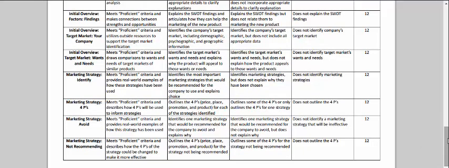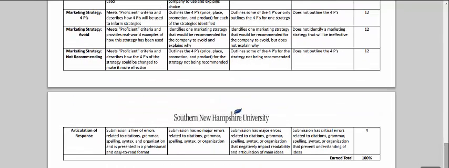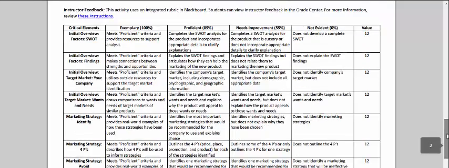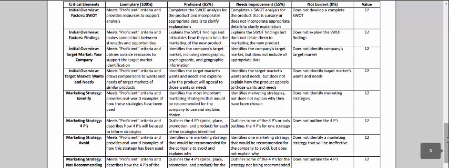So the identification of strategies, how you're using the 4 Ps, the strategies to avoid, and then the strategies that you're not recommending as per the 4 Ps. Finally is your articulation of response, which you're going to see on just about every rubric here at SNHU. So that's this document in a nutshell. I would encourage you to take a look at it. This rubric, certainly, is exactly how your paper will be graded. This is what I will be looking for in terms of how I'm going to be scoring your paper. So please take a look at this and let me know if you have any questions.